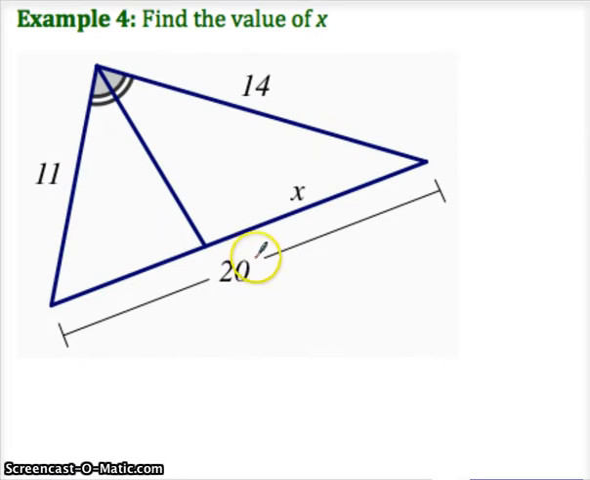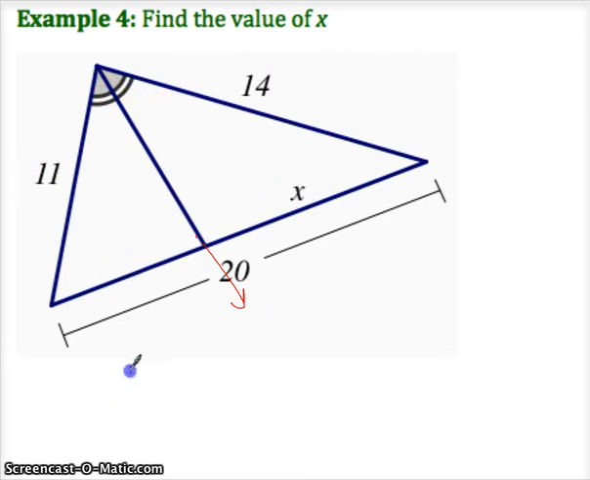Okay, find the value of x. Well, we have an angle bisector situation here. That means, yeah, this is the way Sketchpad does it, it means those are equal. Yes, that's an angle bisector. 11 is to, let's start down here. This thing is to this thing as 11 is to 14.